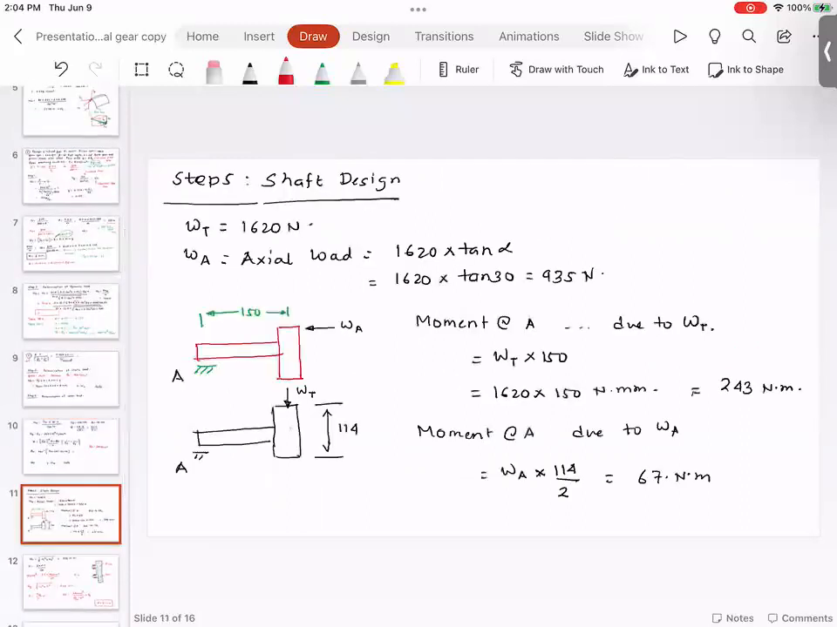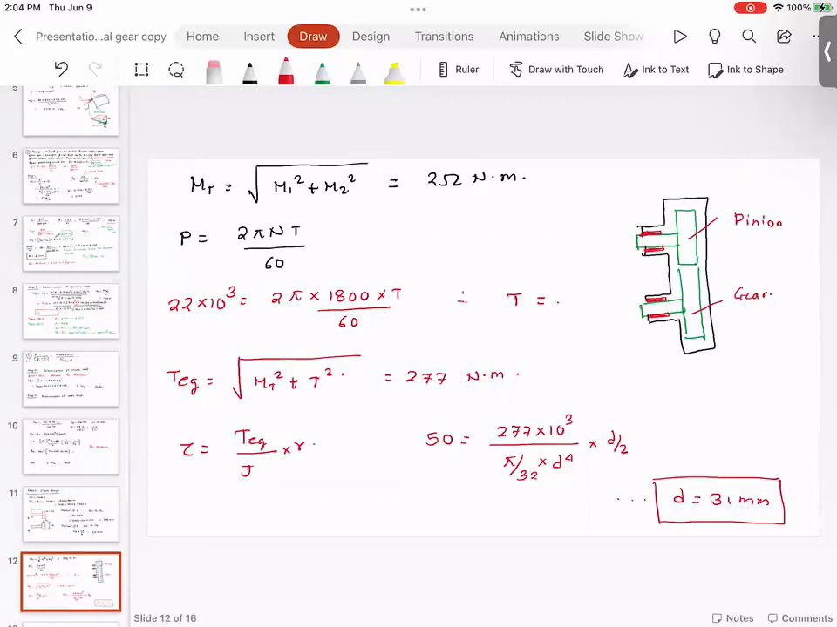The last step is shaft design. In this particular problem, the overhang is specified as 150. If it is not specified, then you can assume it, but since the overhang is given to us in this problem, we find out the value of WT, which is the tangential load, and WA, which is the axial load. We find the moment about A, and then finally the resultant moment, which is the square root of m1 square plus m2 square. Then from the power equation, we find out the value of torque. Since the moment and torque are perpendicular to each other, we find the equivalent torque. And at the end, we use the equation for torsion and find out the value of the diameter.